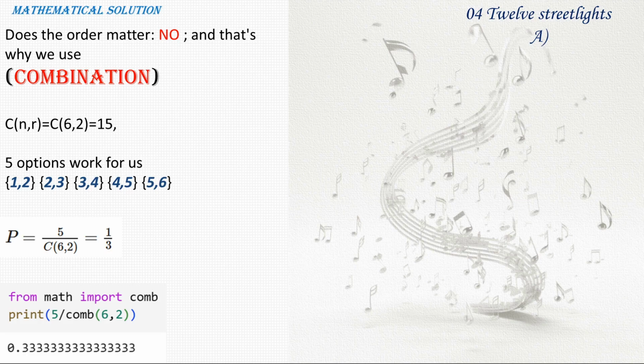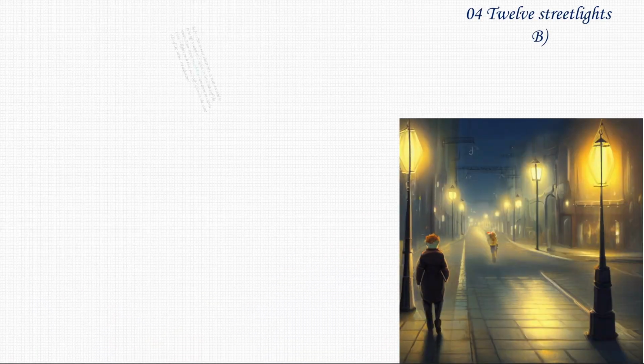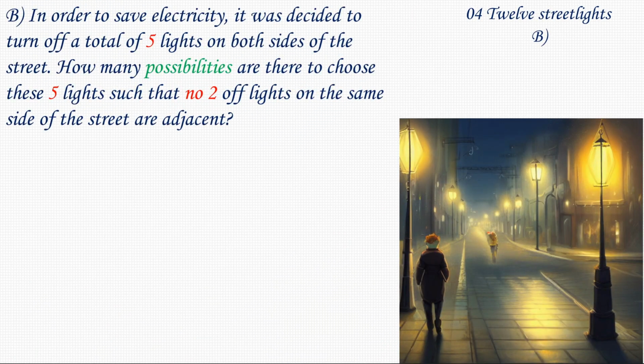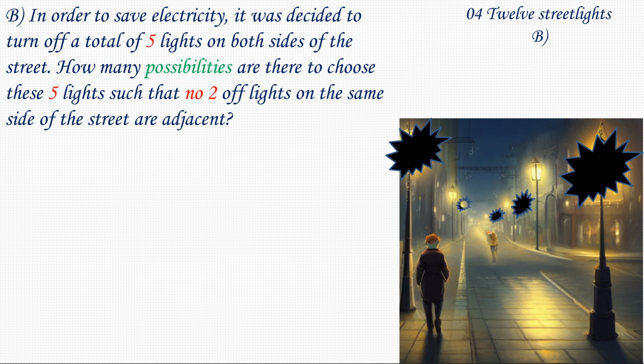The second part of this problem is somewhat more challenging. In order to save electricity, it was decided to turn off a total of 5 lights on both sides of the street. How many possibilities are there to choose these 5 lights, such that no 2 off lights on the same side of the street are adjacent?